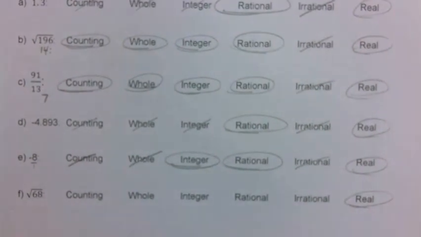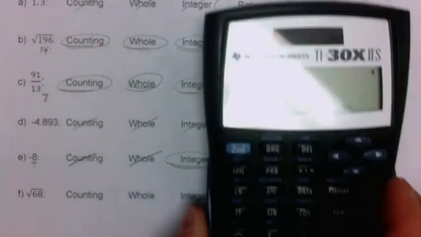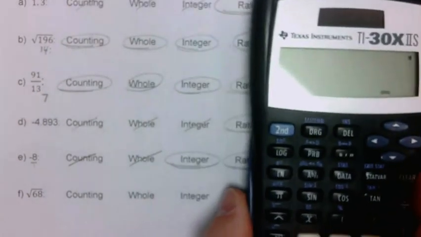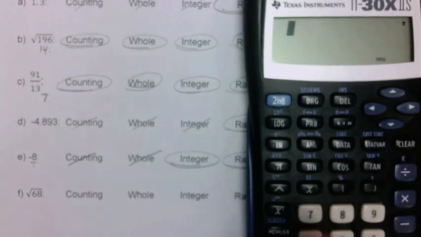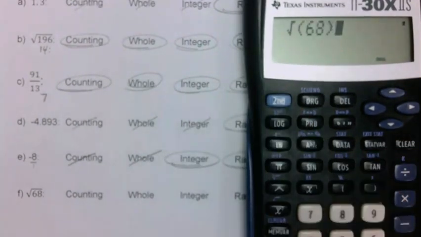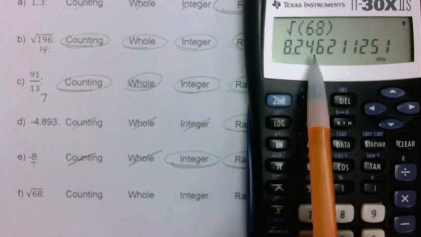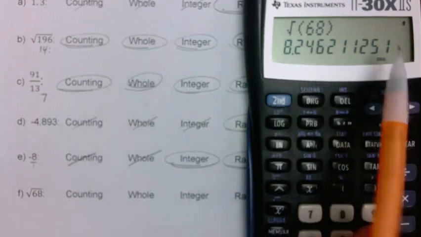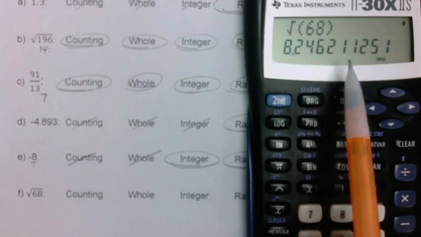Finally, we have the square root of 68. So just like we did before with the square root of 196, we're going to punch that in our calculator, hit second, and then x squared, and then type in 68, and hit equals. And look at that ugly number there, okay? This decimal is going to go on forever. I don't see any pattern that it's repeating in.